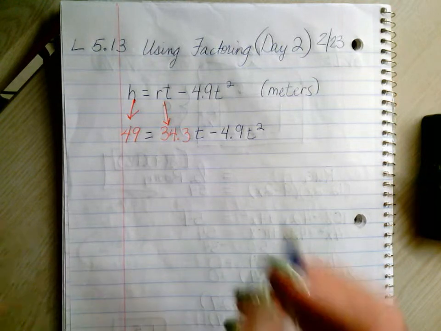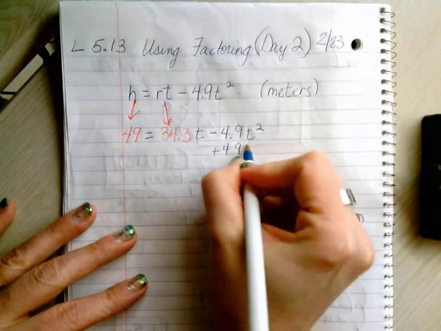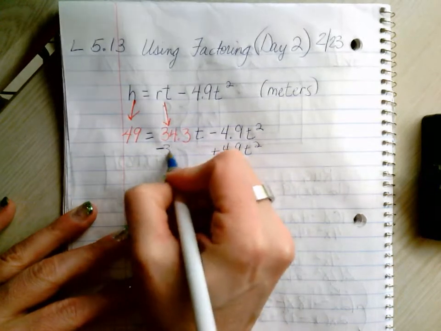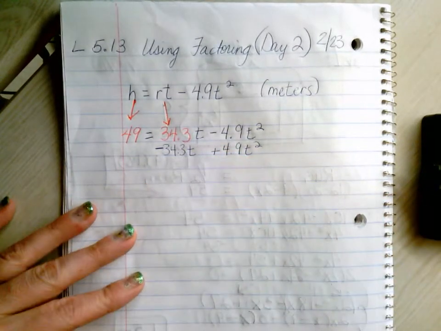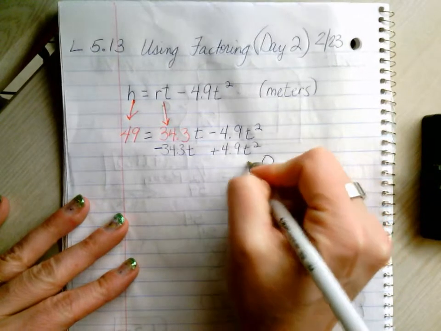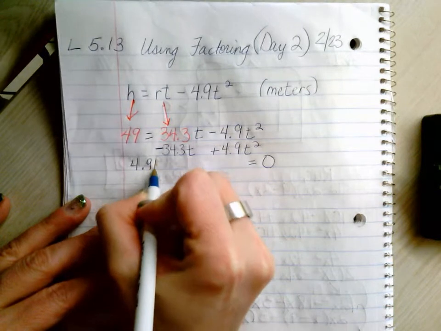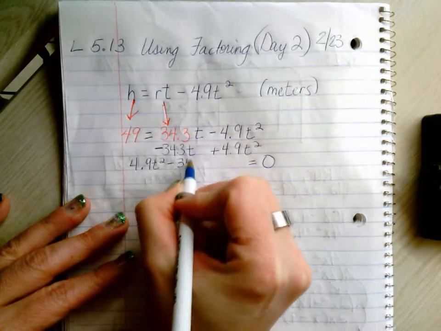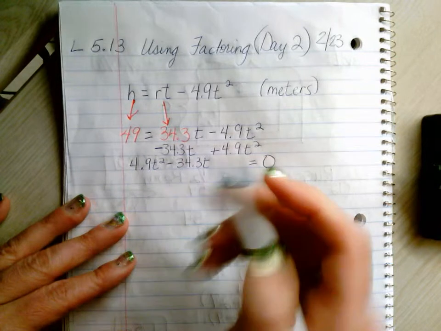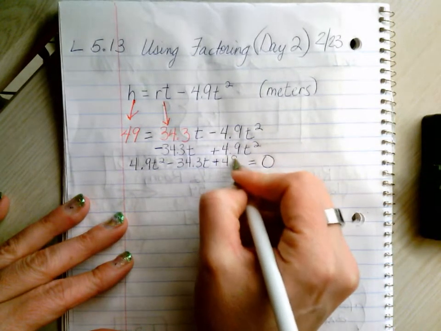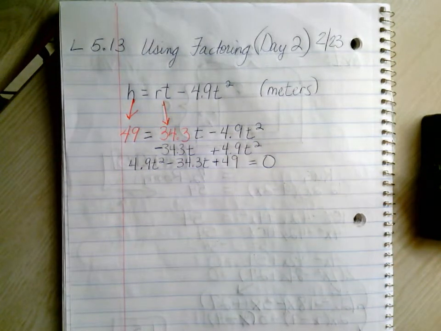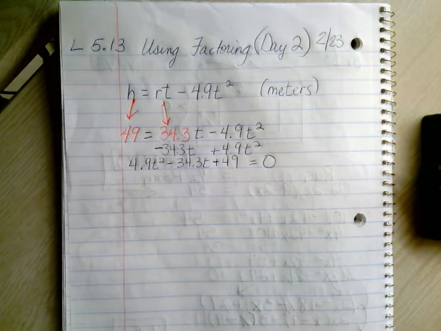I'm going to add 4.9 t squared over, and I'm going to subtract 34.3t over. Okay? So I'm going to have 0 equals, and I'm going to put it in the proper order, 4.9t squared minus 34.3t, and that's still positive, plus 49. Okay? Now they've actually done the work for you. Incidentally, 4.9 is a factor of all three of these. I know that seems a little crazy, but it's true.